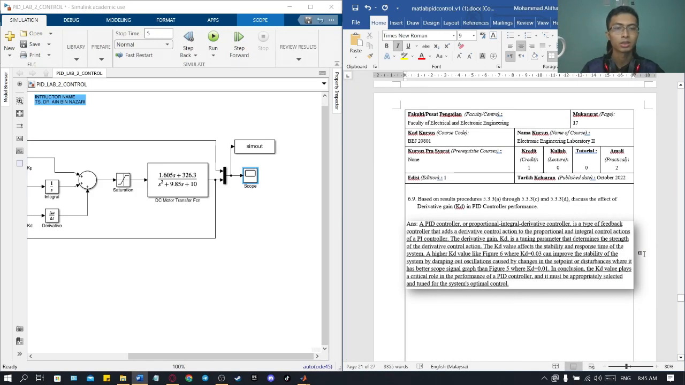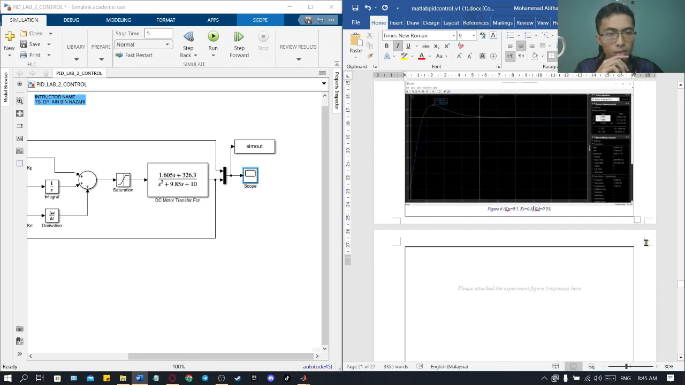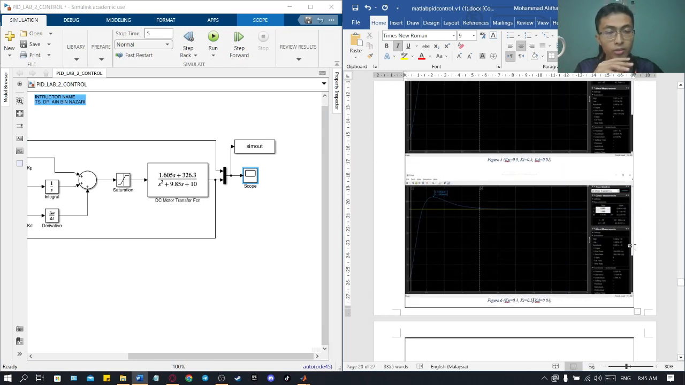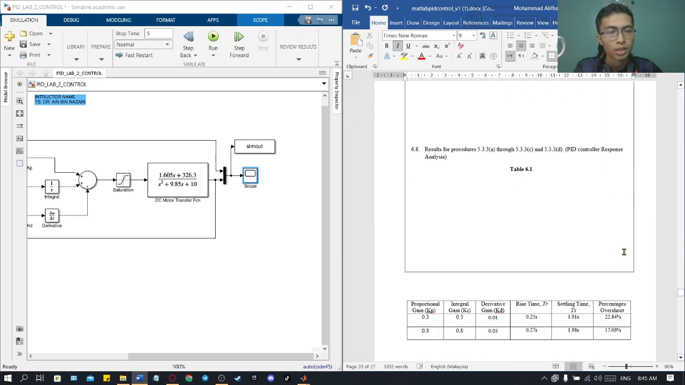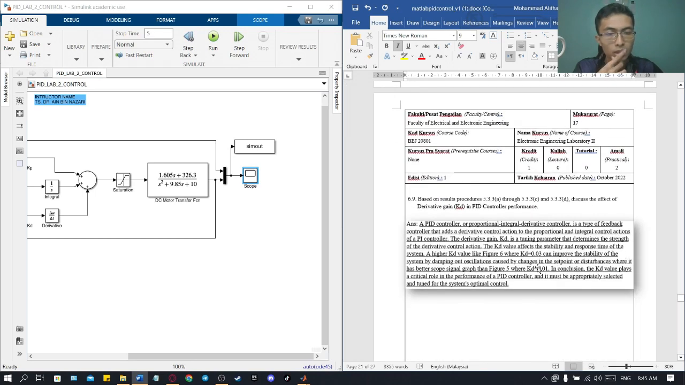So what does the derivative gain do to the PID controller performance? A derivative gain equal to 0.03 is much more stable and smoother than 0.01. It also levels out the oscillation caused by changes in the set point or disturbance, where it has a better slope in the graph than figure 5.